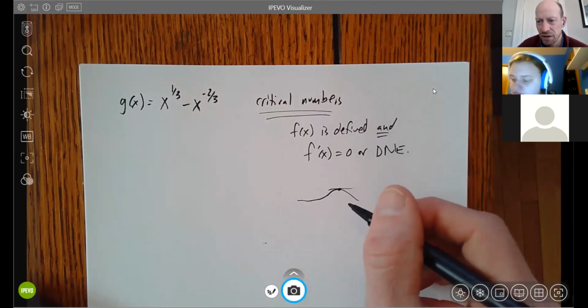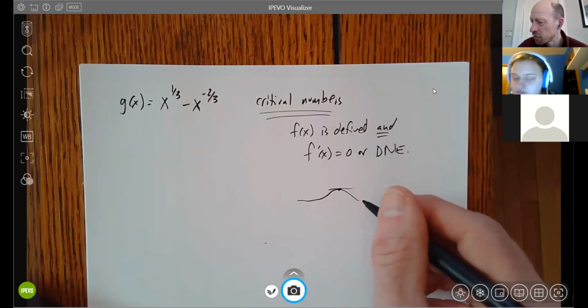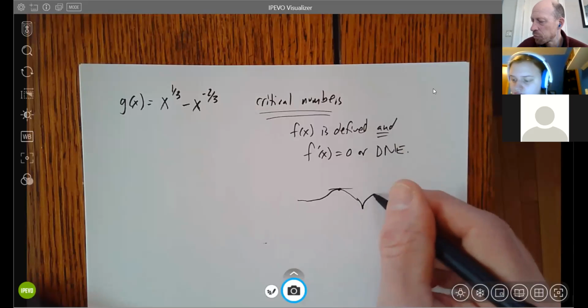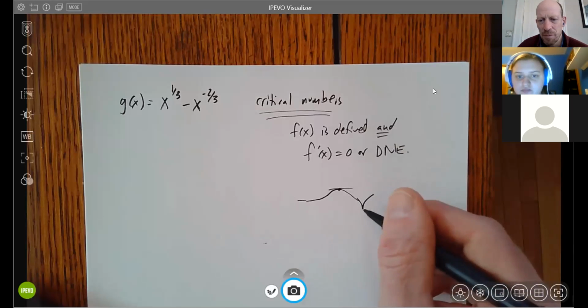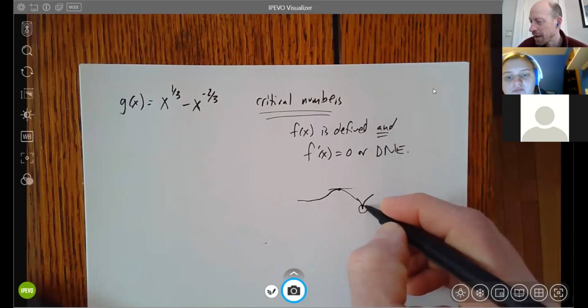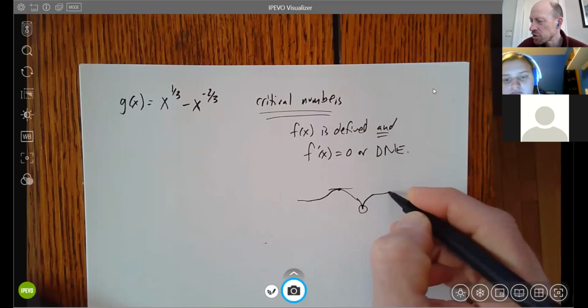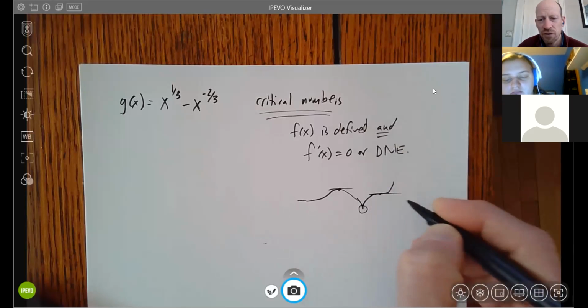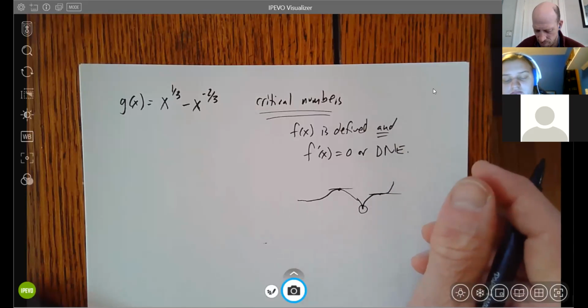That creates a kind of potential min or max. And that can also happen where the derivative is undefined, right? Maybe there's a sharp corner. That's another way you could generate a min or a max. And then, of course, sometimes the derivative is 0 and it's neither a min or a max.